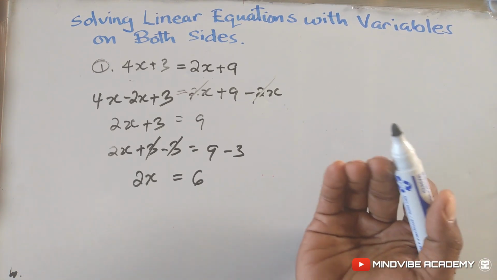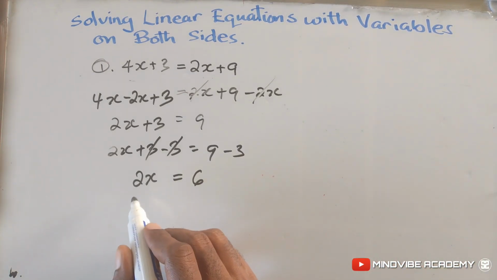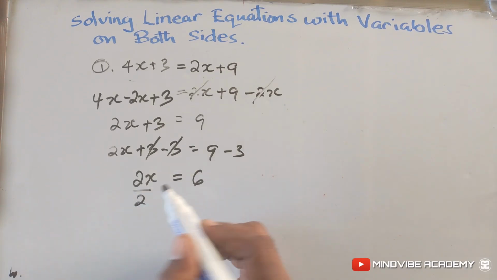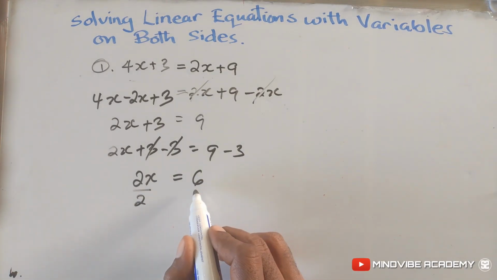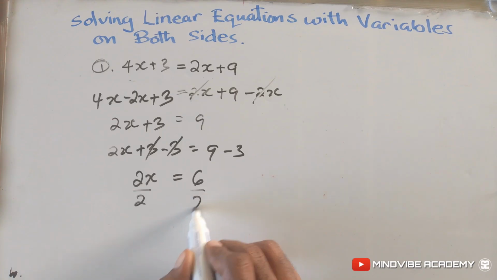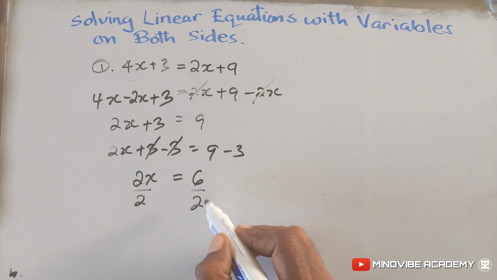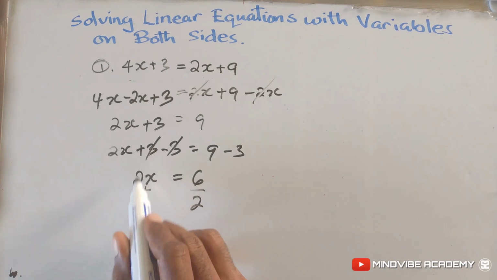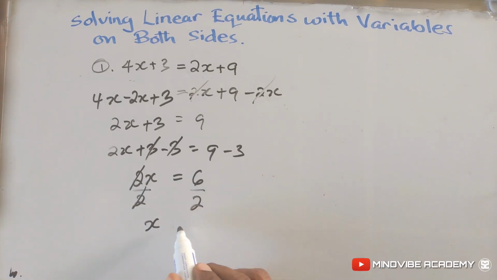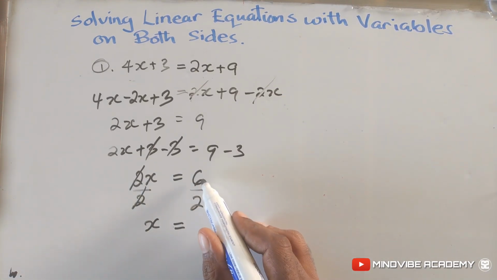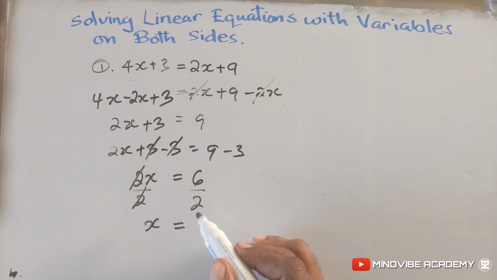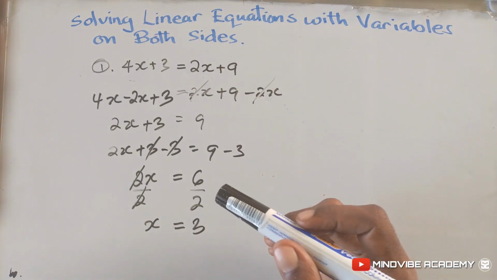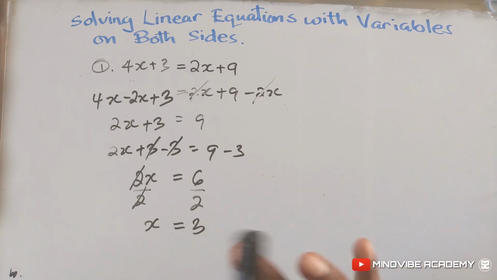And the third step is we're going to divide 2x by 2 and 6 by 2. So 2 divided by 2, the 2 cancels out. We are left with x, and 6 divided by 2 is equal to 3. So now we know the value of x is 3.